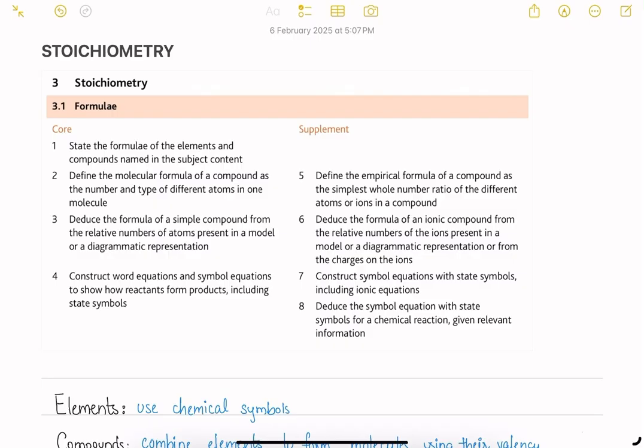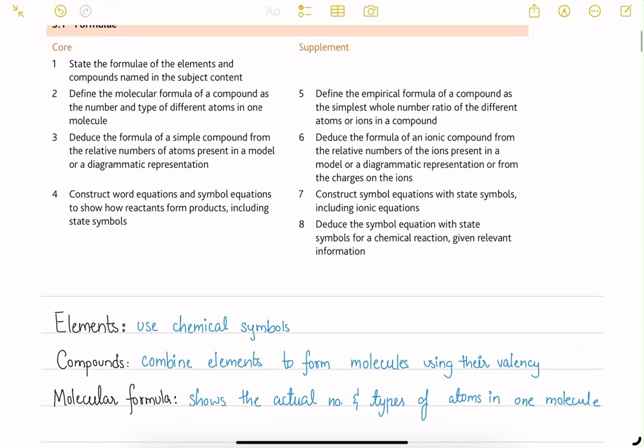So let's start. First of all, when we write the formula of the elements and compounds, for elements we use the chemical symbols which are given in the periodic table. And for compounds, what we do is combine the elements which are used to form that molecule, using their valency. I'll give you guys an example.